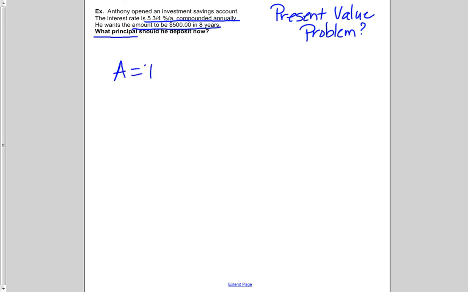So our focus for today is what principal should somebody deposit? This is called a present value question. What should I do now in order to meet my goal? He wants to have $500 in 8 years. He can get 5.75%. So what does he have to invest now to get that $500? We've only got the one formula. We're going to substitute what we know and solve for P.